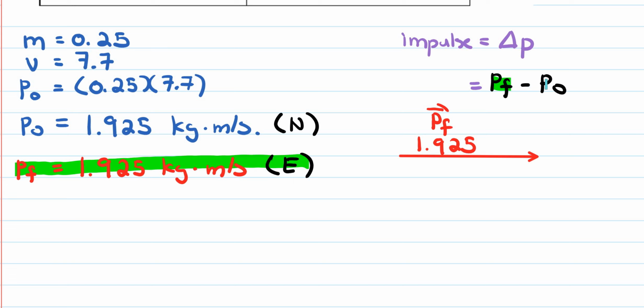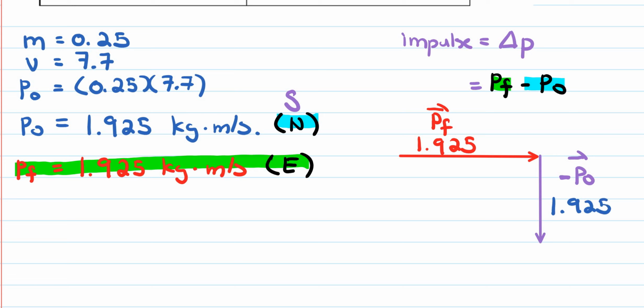And then we want to subtract the initial momentum vector. Initially we're going north, and if we want to subtract that, that means we are going in the south direction. So if I create a vector for that, we just draw a vector going south. That is minus p naught, the vector of the initial momentum going the opposite direction, and that also has a magnitude of 1.925.